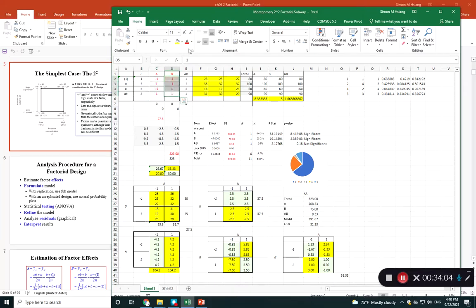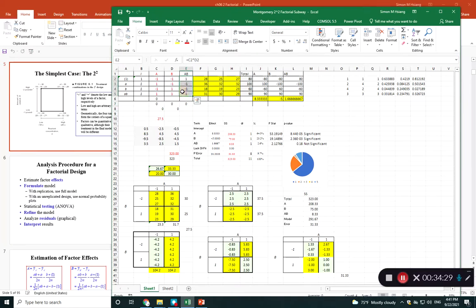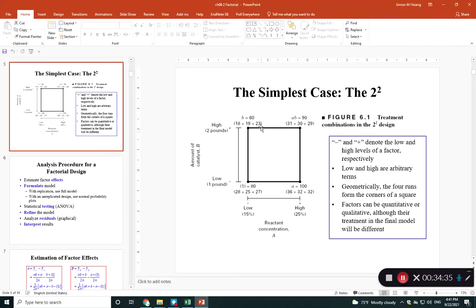Okay? So, first thing first, if you sum them up, we can call them the sum of the contrast. Okay? This is 0. This is 0. This is 0. Can you see that? All the contrasts are 0.